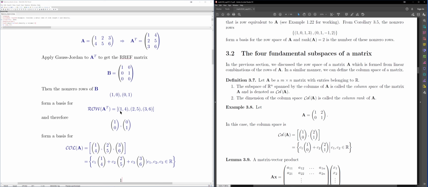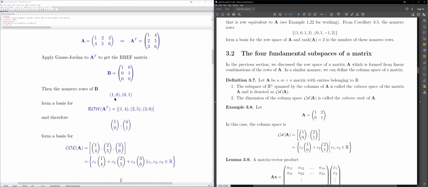Notice this is the row space of A transpose. The vectors here, 1, 4, 2, 5, and 3, 6, I have the same vectors over here. It's just that they're written in columns over here, and they're written in rows over here. This one is essentially the same thing as this one, it's just a matter of how you write it. And I know that 1, 0 and 0, 1 is a basis for this row space. Then to get a basis for the column space, all I need to do is rewrite these row vectors 1, 0 and 0, 1 as column vectors. And these column vectors are now going to form a basis for this column space.